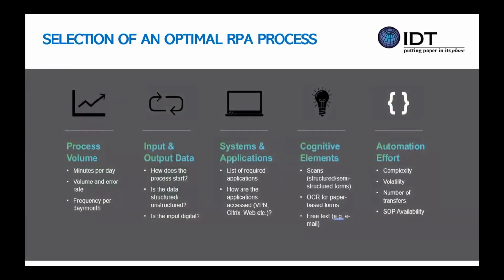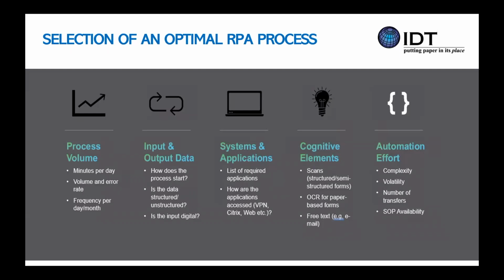Now, as we're selecting that optimal process and going through proving it out, here are some of the questions that you might be looking at. As you're evaluating this, how long does this process take? What is the process volume? Is it one process that takes an hour, or is it something that is a death by 1,000 cuts when it comes to your average workday?